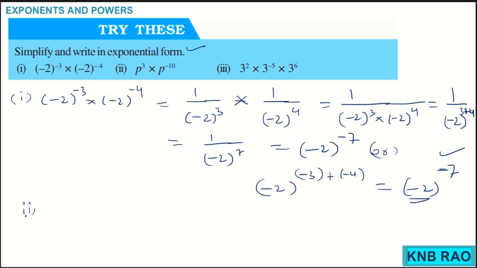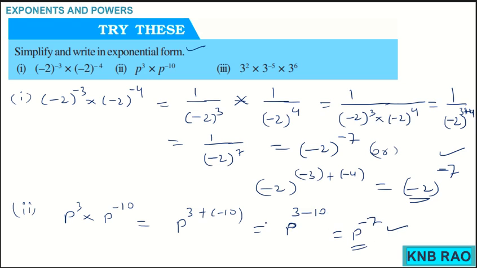Coming to question number 2, p cube into p power minus 10. Using the same law, p power 3 added to minus 10. Plus of minus becomes minus, removing the bracket, 3 minus 10 gives p power minus 7. So this is the answer. Now I am giving question number 3 as your work. You do it, it is so simple. The answer is supposed to be 3 cube. So I said the answer straight away, you do it the procedural way.